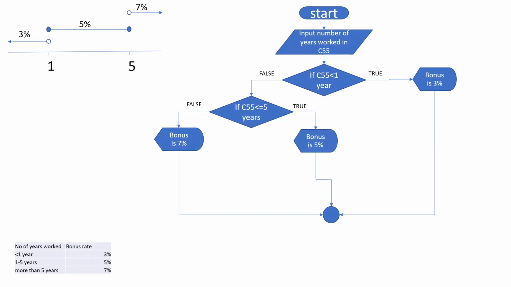But in this one, you can see the year that you work with that is more than 5 years. But somebody said, Ajahn, but no one works for 100 years. So you have to check that if C55 is greater than 100 years, you show the error. So that one you can do as well.